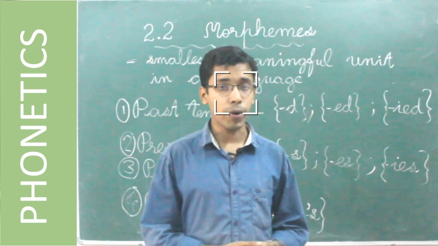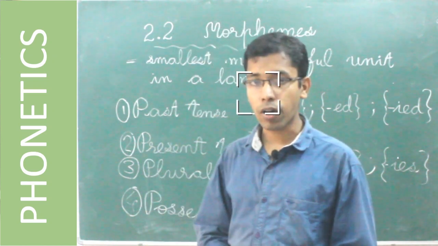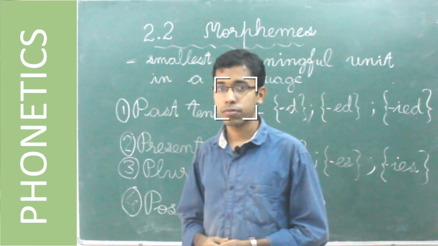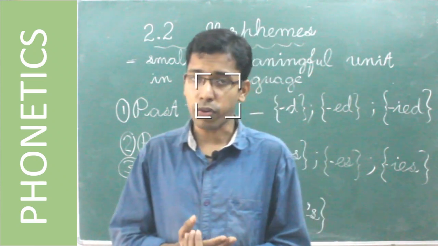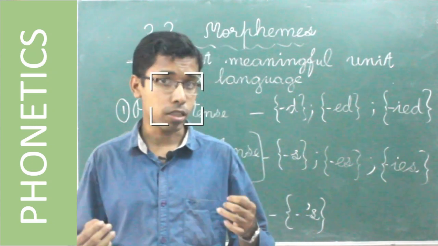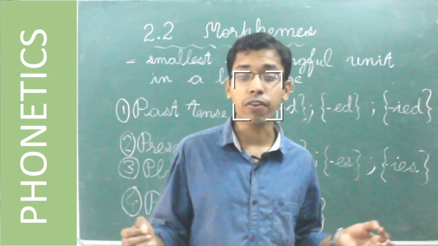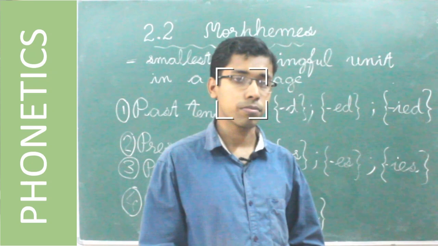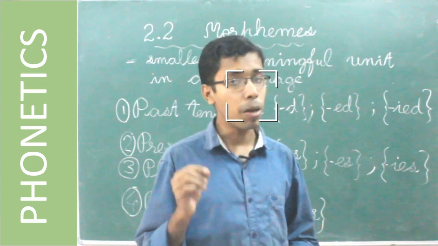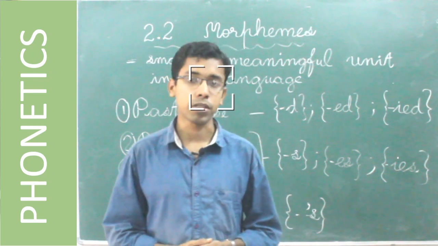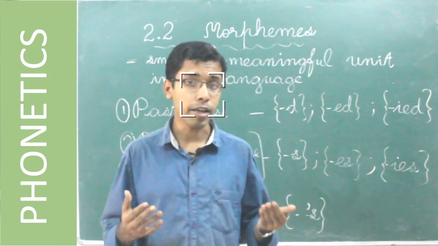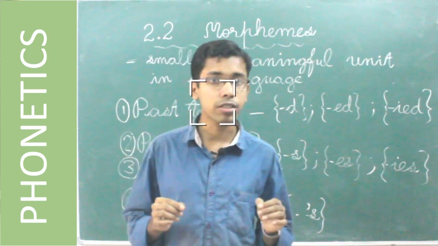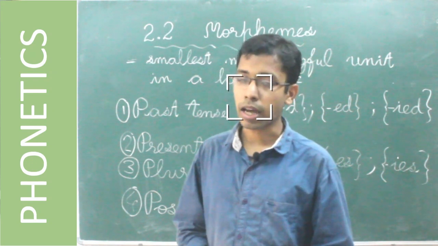Today, we are entering into part 2 of our module 2, that is, morphemes. Morphemes, is it a new word for you? Possible, but it's quite simple. Morpheme is defined as the smallest meaningful unit in a language. Repeat. You have notebook and pen, copy it down. Morpheme is the smallest meaningful unit in a language.